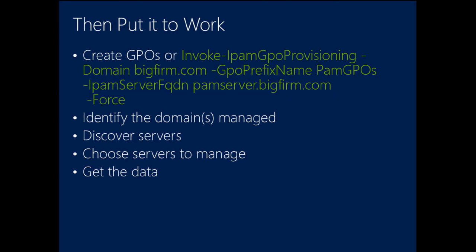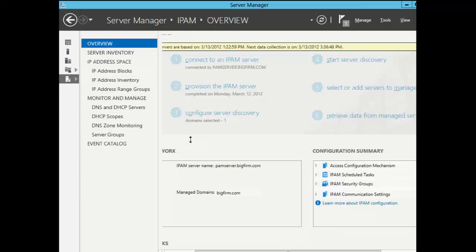You then have to give it the fully qualified domain name. I don't know why you need the fully qualified domain name, but you do. And the next option is -IpamServerFqdn. Now, at moments like this, you're saying, that man's been sniffing something. Why does he like typing commands this long? Tab key, tab key, tab key. Let the tab key do the work for you. So there's the FQDN, and then there's the name of whatever it is. It then identifies the domains managed, discovers the servers, and you're done.